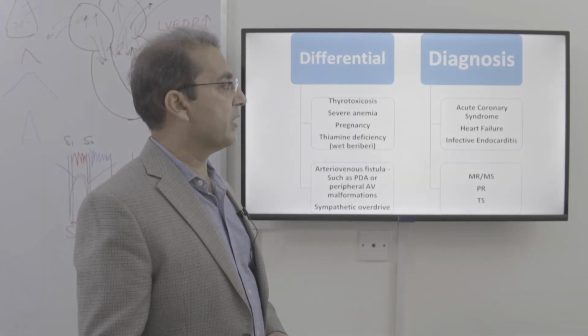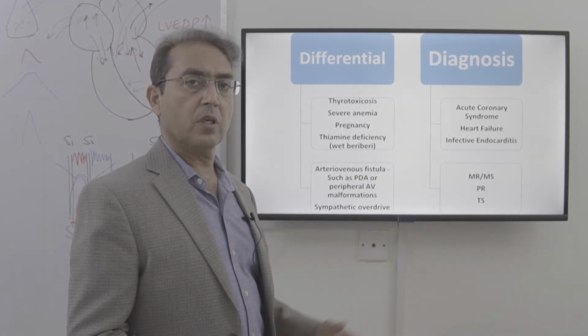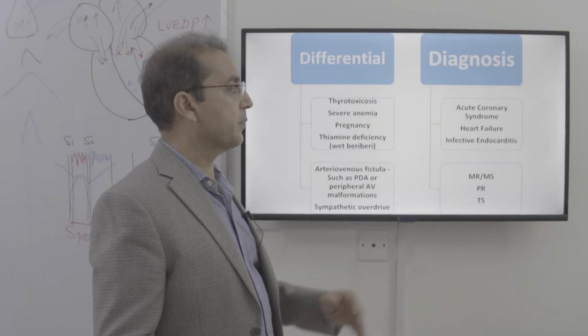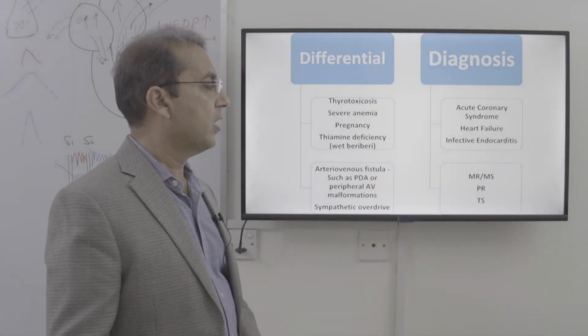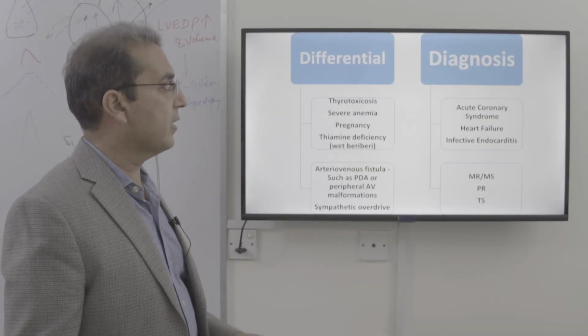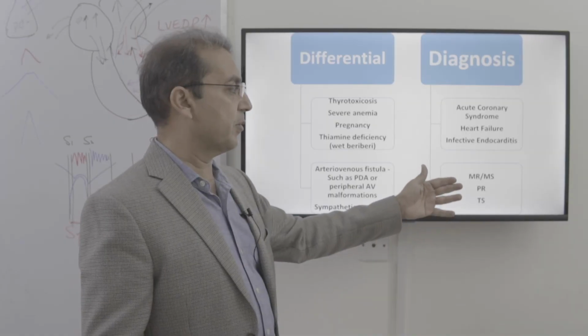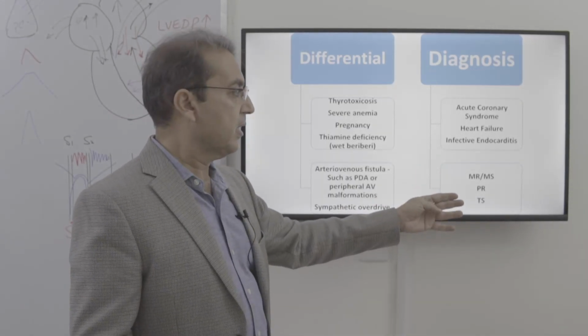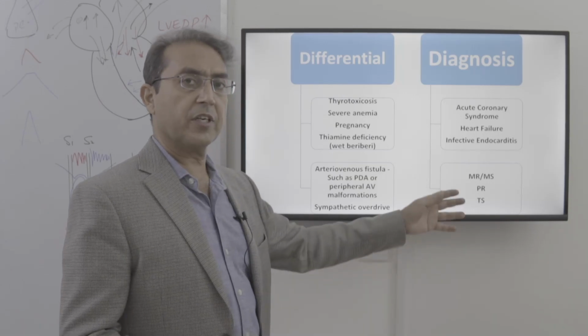Patients sometimes may present with chest pain, so acute coronary syndrome should be considered. Patients may present with heart failure. Look for the features of infective endocarditis. The murmur has to be differentiated from the murmur of MR, the MS, the pulmonary regurgitation, and tricuspid stenosis.